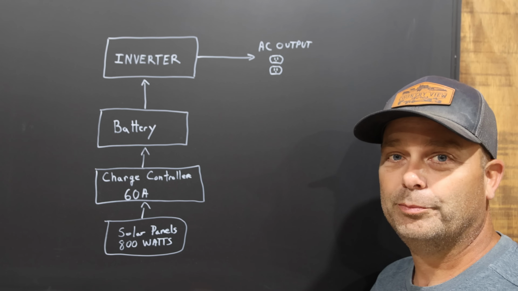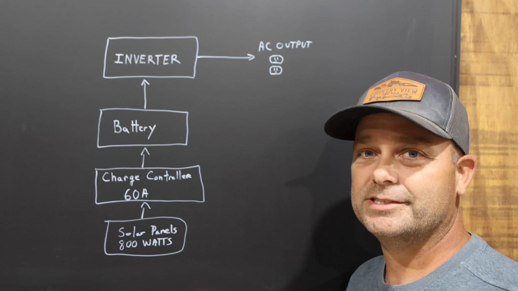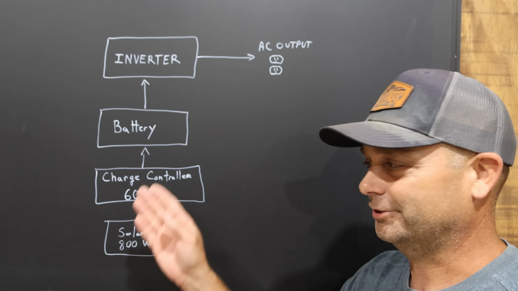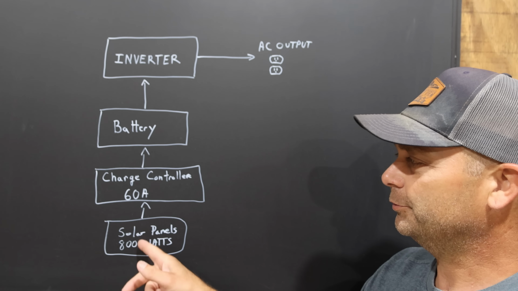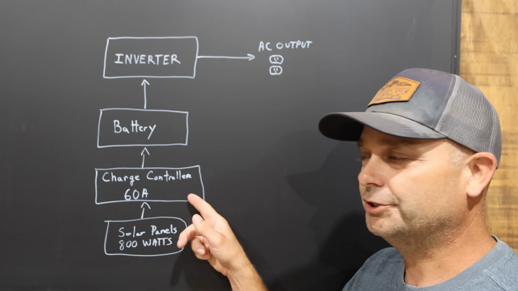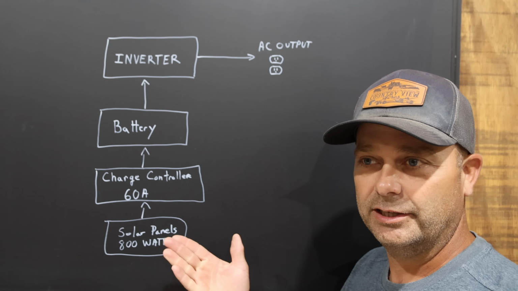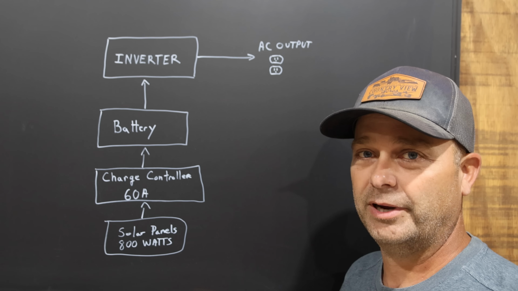All right, so this here is your basic component system, and the way the energy flows in this system is in one direction. So you start off with your solar panels, and then the solar panels feed to the charge controller. Your charge controller takes that voltage, changes it down to a good charging voltage, and then sends that to the battery to charge the battery up.